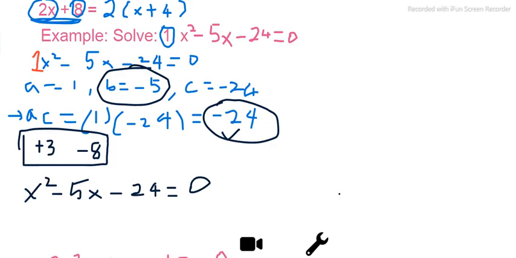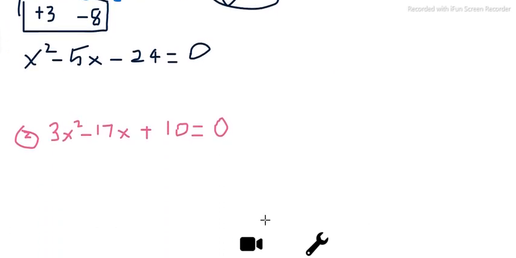So we are replacing plus 5 here. So we replace plus 5 here with plus 3 and minus 8. So we have x squared. So instead of minus 5x, we will now use this plus 3 minus 8, so we have to include our x with it. So this will now be plus 3x minus 8x. So we have replaced the minus 5x with plus 3x minus 8x minus 24, and this gives us 0.